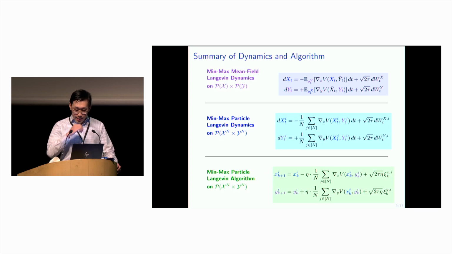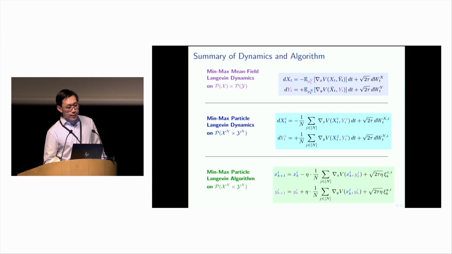So let me give a brief overview. Here are the three systems we study. The first part is the min-max mean-field Langevin dynamics. This is the true min-max gradient flow in the Wasserstein space. And then we will study the finite particle discretization in continuous time, and then the finite particle discretization in discrete time. Let me first describe the results for this first part, the min-max mean-field Langevin dynamics.